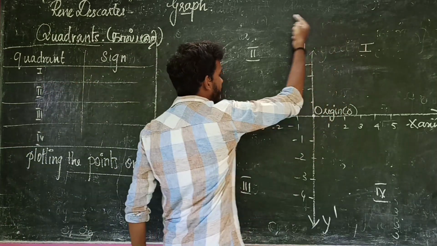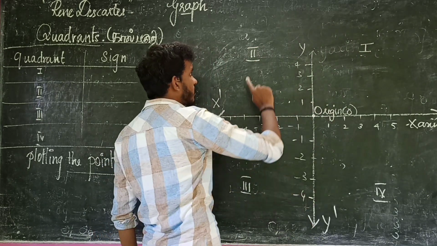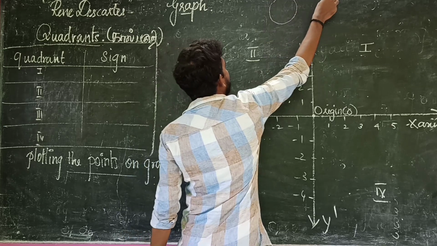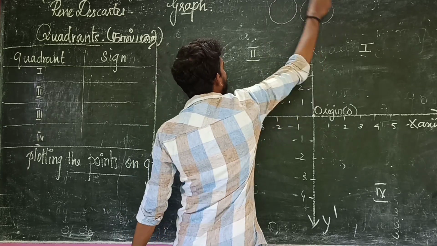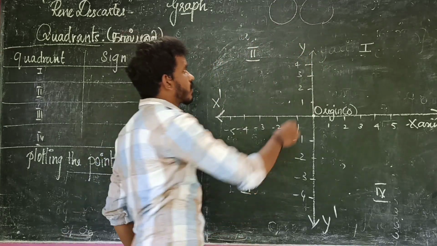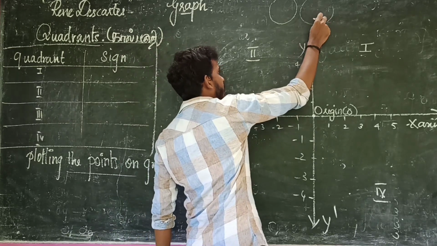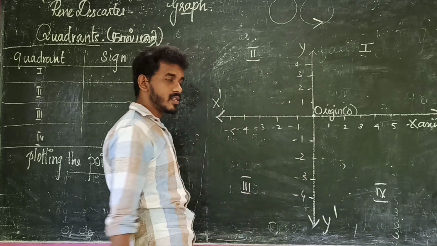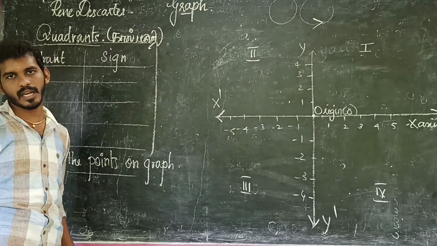We want to start from the anti-clockwise direction. Clockwise means how the clock rotates, isn't it? So anti-clockwise means we rotate in the opposite direction. Okay, so this is the way. Okay, so we are following the anti-clockwise direction. Okay, so now 1 2 3 4. Okay, so now the signs of the quadrants we are going to see.